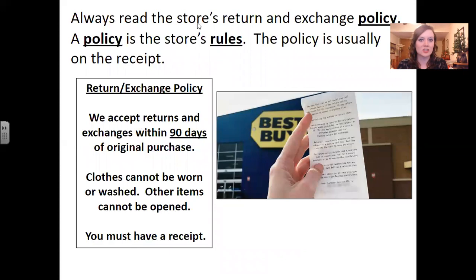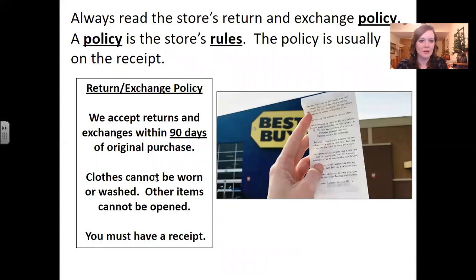Always read the store's return and exchange policy. A policy is the store's rules. The policy is usually on the receipt. Let's say together, policy. The policy is the store's rules. Can you return this shirt? Or can you not return it? How many days do you have to make a return or exchange?